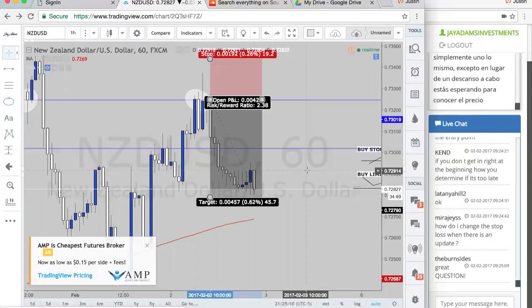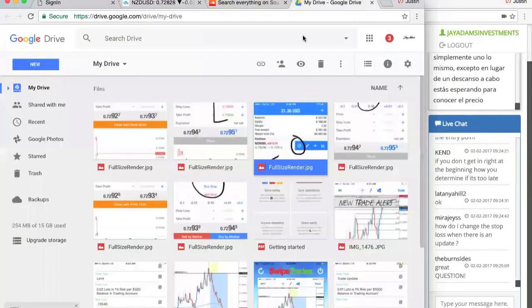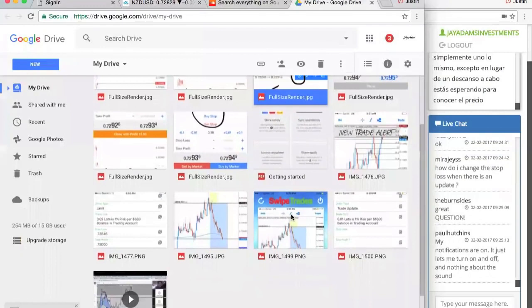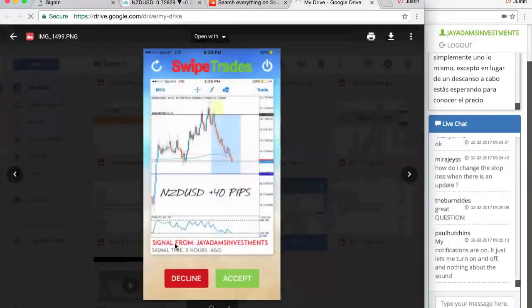How do you determine if it's too late? Okay, so here, when you get a new trade alert, you see here, signal from myself, signal time 5 hours ago. That's a clear indication how long ago the signal was given.